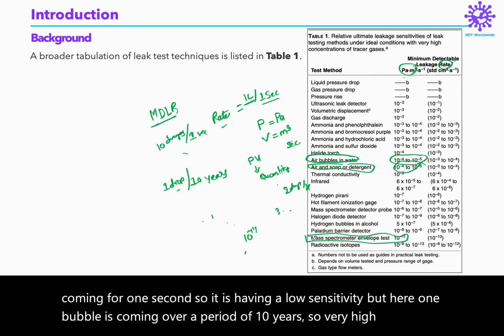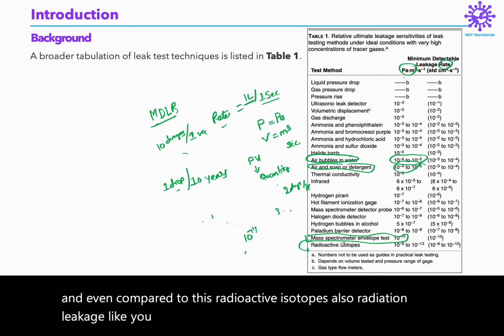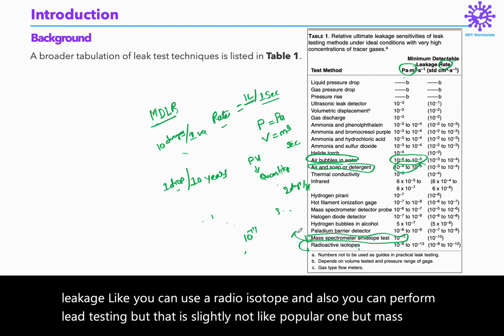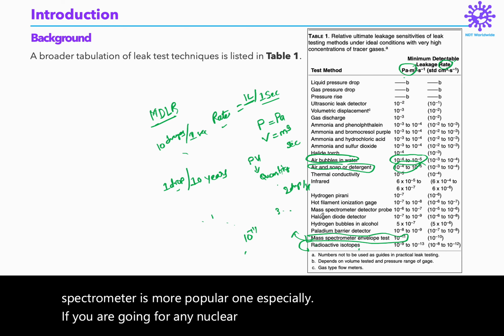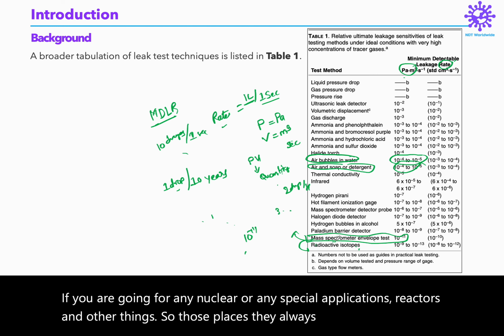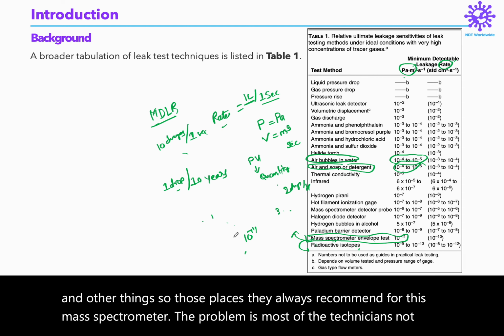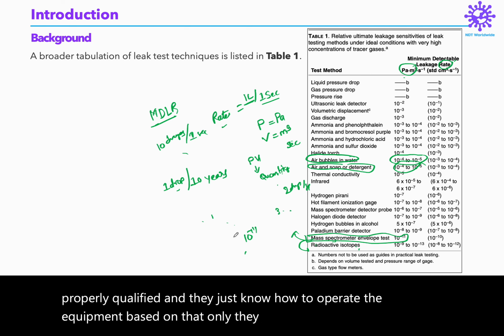Compared to this, radioactive isotopes and radiation leakage, you can use a radioisotope and also perform leak testing, but that is not a popular one. Mass spectrometer is the more popular one, especially if you are going for nuclear or special applications, reactors and other things. Those places always recommend the mass spectrometer. The problem is most of the technicians are not properly qualified, and they just know how to operate the equipment. Based on that only they perform and give the report.